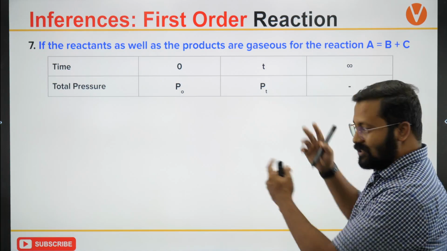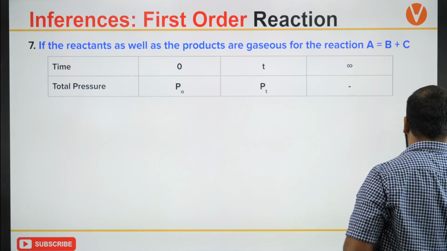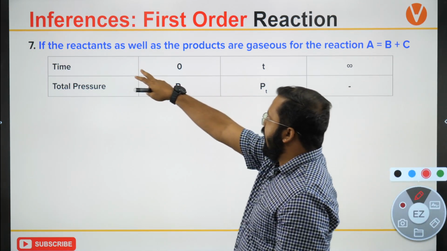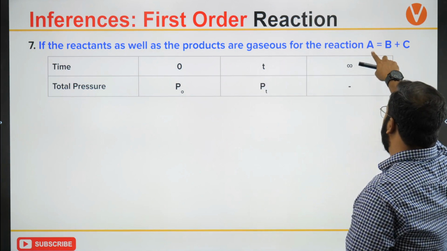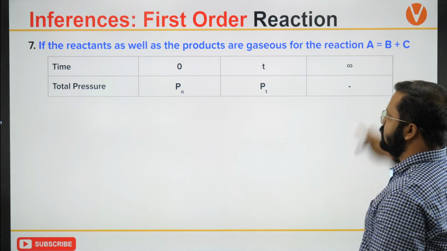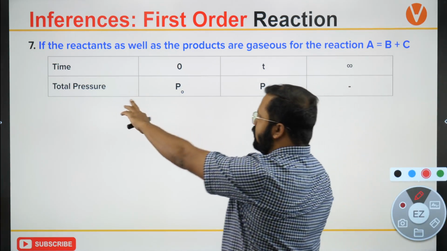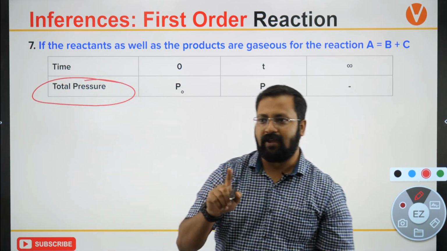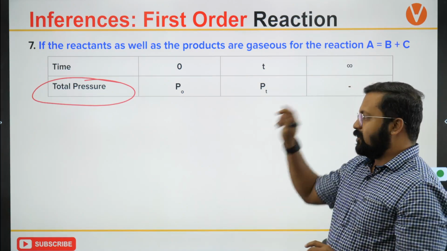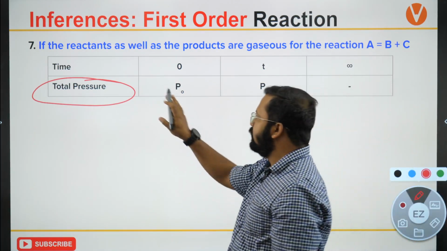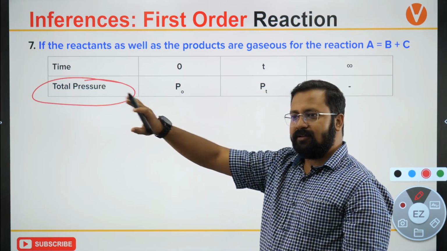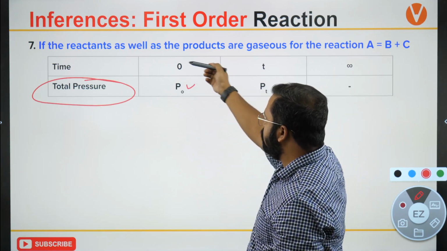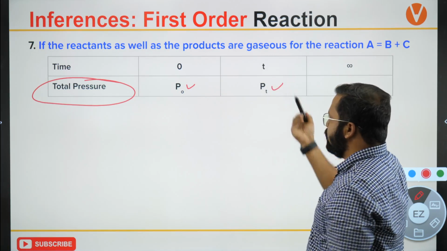The next inference that we need to identify is for this. You are given that the reactant as well as the products are gaseous for the reaction A changes to B plus C. It is given total pressure, guys. It is not pressure of A. It is given as total pressure P naught at 0 time, and at some time t it is given as Pt.